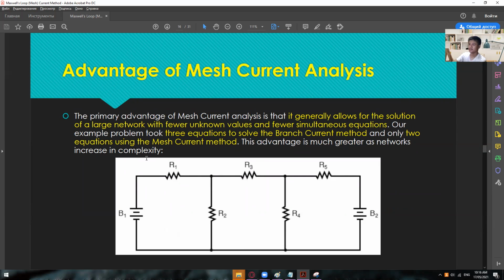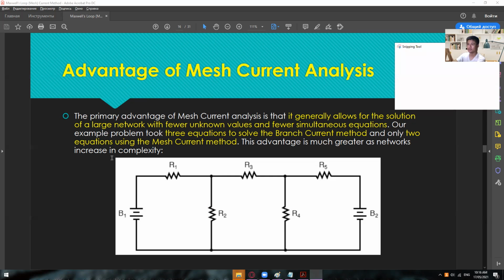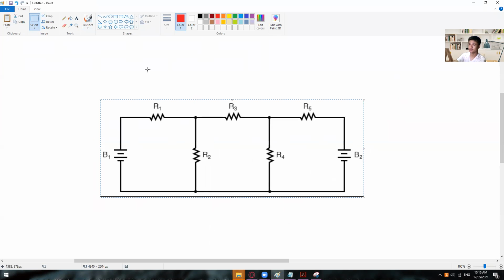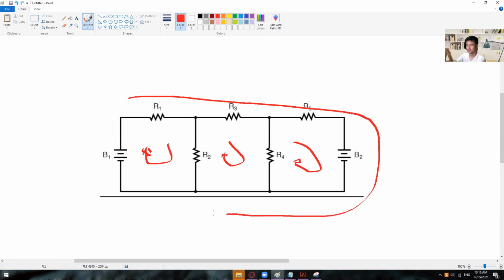So yeah, let's have another explanation why mesh current analysis is much better in solving a larger network. As you guys can see right here, if I copy this one and paste it right here and then draw all of their loops, you will have one loop here, another loop here, another loop here, and then you can have another loop on the outer side, plus the KCL equation. So all in all, you're going to have 5 equations.